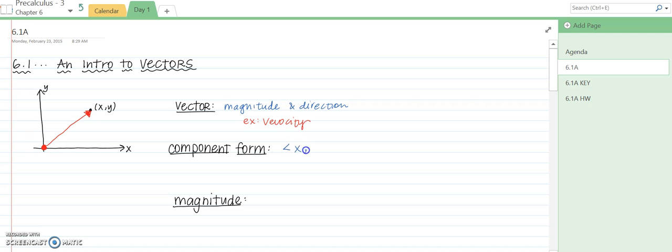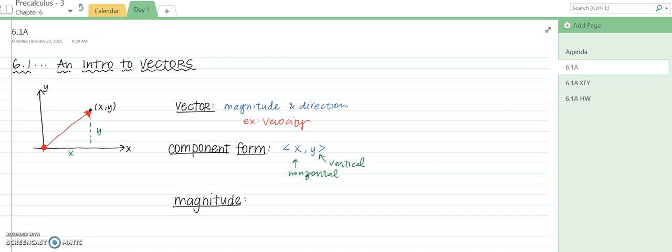What it looks like is almost a coordinate point, but it represents the horizontal component, meaning how far I traveled out, left or right. My pen went crazy. And the y represents the vertical, how far I moved up or down. If I want to find the component form of this vector that I just graphed in red, you can see that I moved to the right x units to get from the origin up to that ending point at x, y, and I moved up y units.